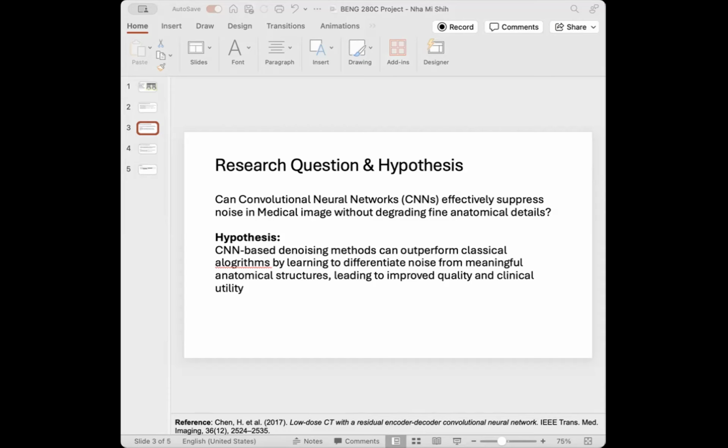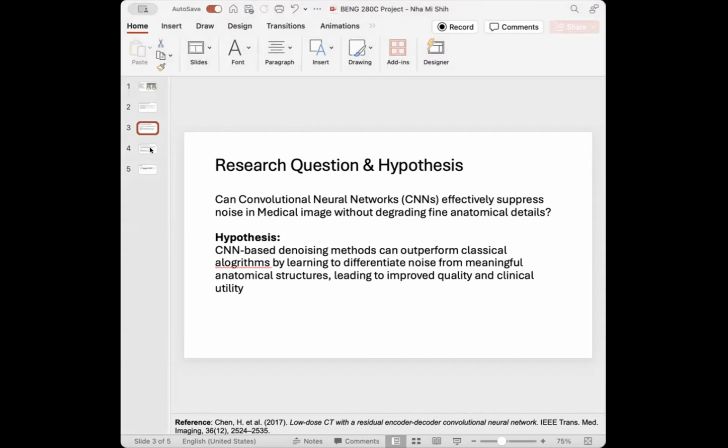One of the papers that I'm reading for this research is written by Chen in 2017. I'm including the citation at the end, so I will show everyone where they introduce RED-CNN, a residual encoder-decoder network that can significantly improve image quality for low-dose CT scans without compromising anatomic structure. And then the image of it.